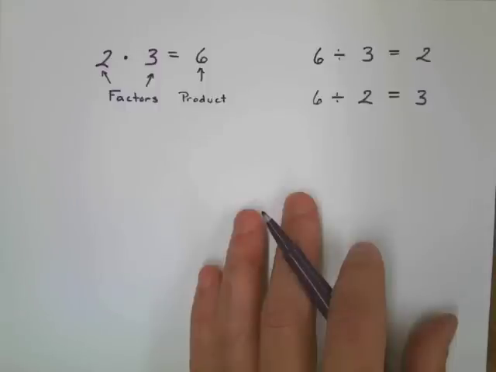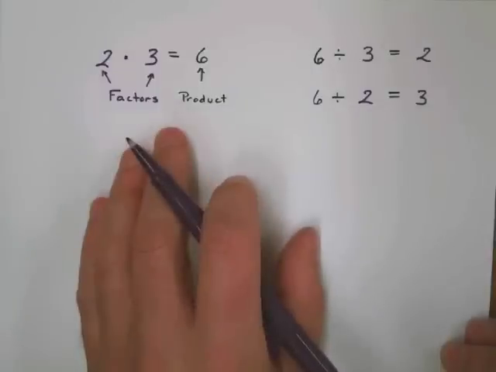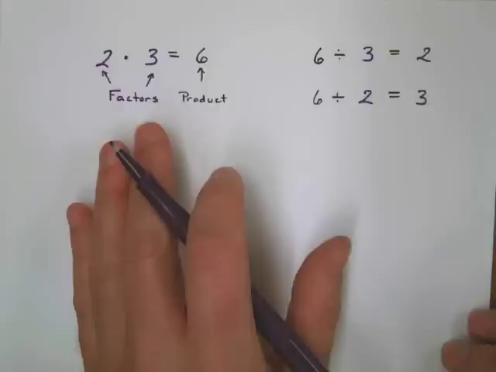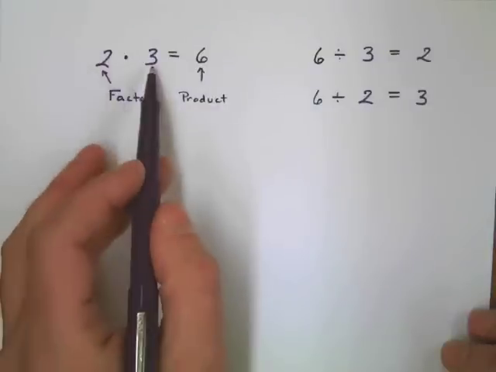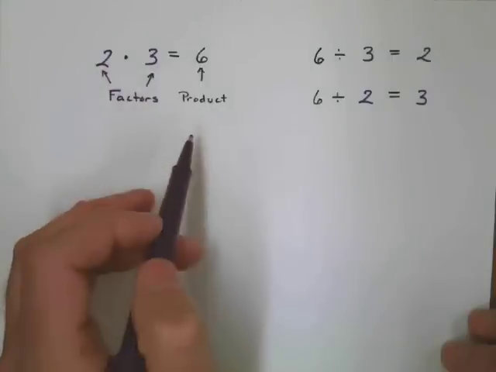Lesson 4-2, Example 1. Our objective is learning to write prime factorizations of composite numbers. And here we want to talk about factors. Factors are whole numbers that are multiplied to find a product. So here we have two factors, 2 and 3. And if we multiply those together, we come up with a product, which is 6.